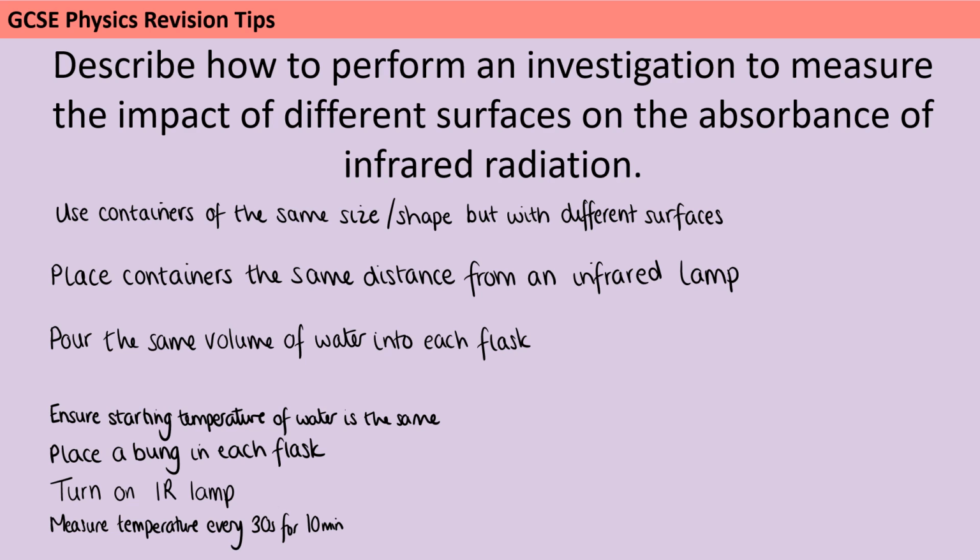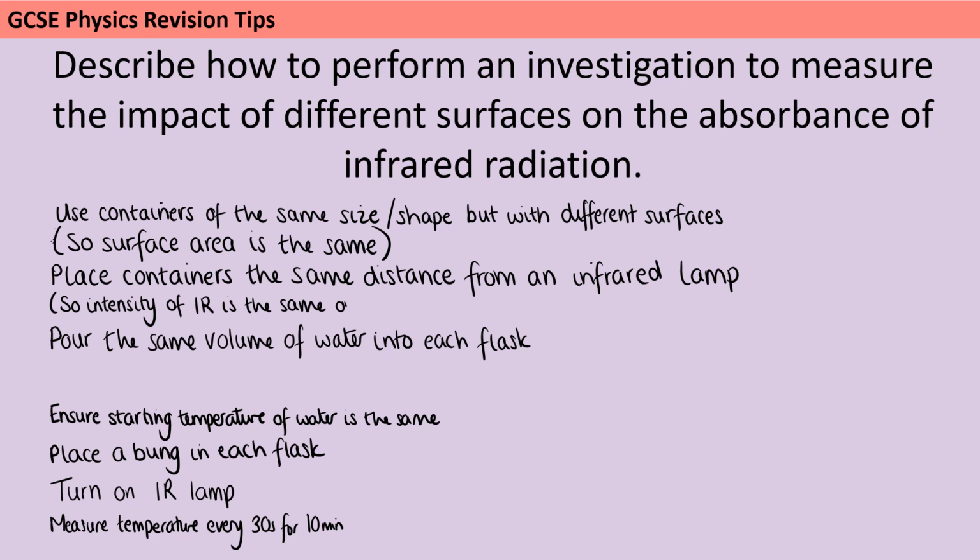But the difference between a 5-mark answer and a 6-mark answer is about whether you're providing some additional detail. So for instance, you might say that the reason that we want to keep the size and the shape the same of the containers is so that the surface area is the same. Or you might say that we want the distances to the lamp to all be the same so that the intensity of the infrared radiation is the same on each one of these flasks. Or we might talk about the fact that we want the same volume of water in each flask so that the temperature is increasing at the same rate. And basically so that we can use temperature as a surrogate for infrared absorption rather than having to do some maths to actually work it out directly.